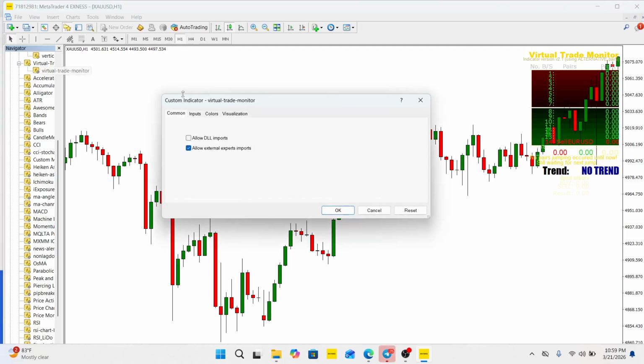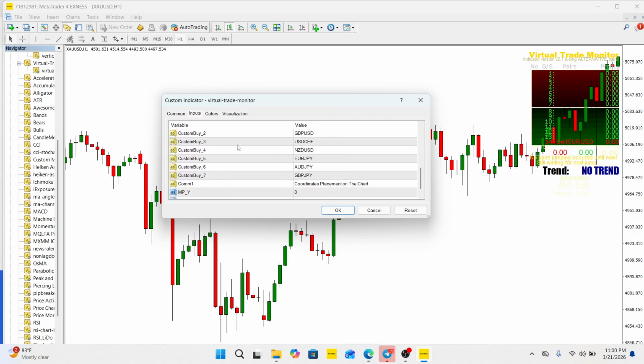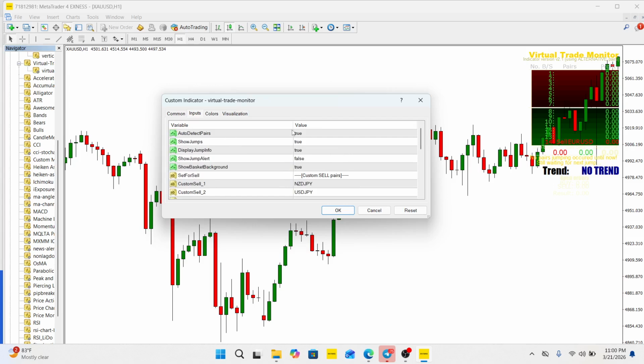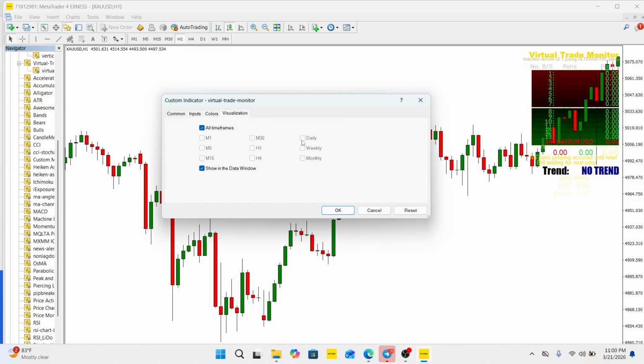As for the settings, let's see what we have at the inputs. Alright, so we have quite a number of them, including auto detect pairs, show jumps, display jump info, show jump alert, show basket background, and the rest of that. They're all here. You can choose the pairs you want to see in the dashboard. You can customize colors as well and trade your preferred time frames.